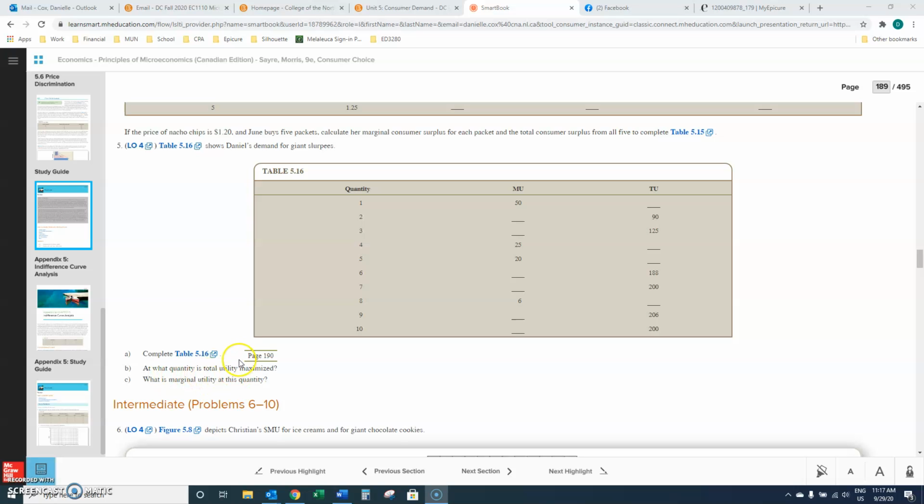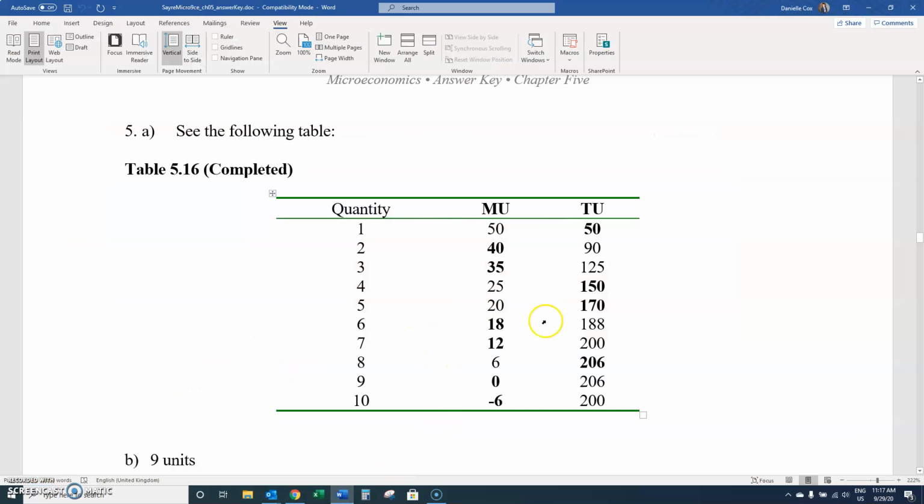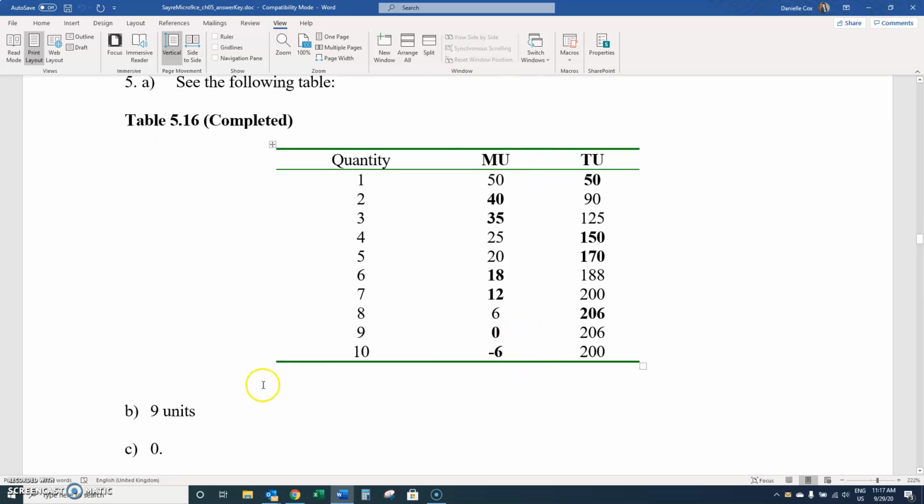At what quantity is total utility maximized? I'm going to switch over to here so we can see it now. So it's all filled in. Total utility is maximized. Right here it's 206 here and here. But what we learn in the chapter is total utility is maximized when marginal utility is 0. So even though it's maximized at these two different quantities, 8 and 9, the answer is 9 because it's maximized when marginal utility is 0. And then in part C it asks you what is marginal utility at this point, and it's 0.